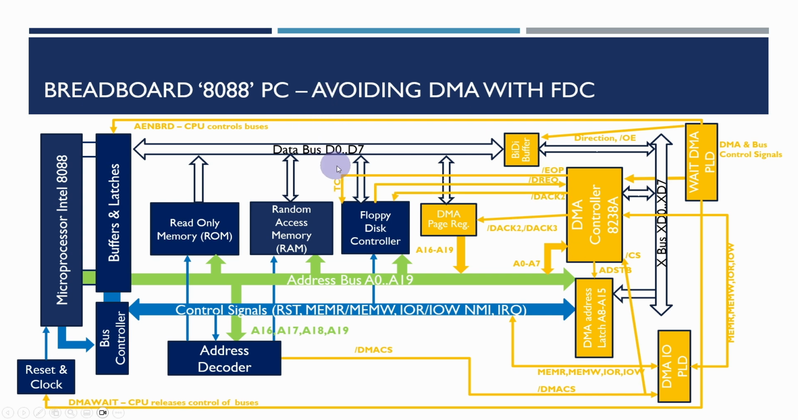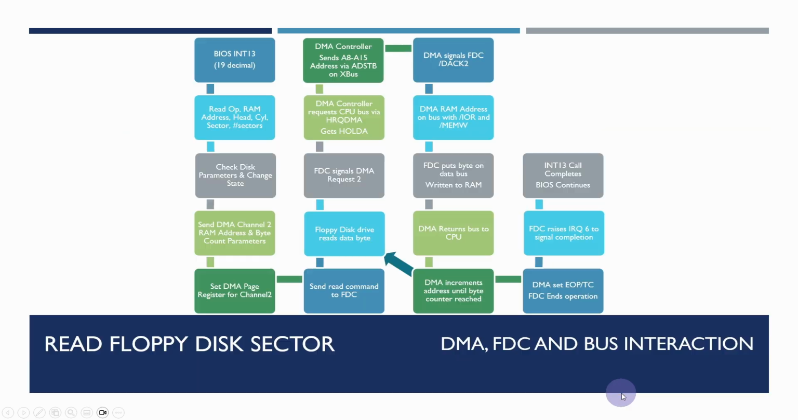The main thing about DMA is all this orange stuff is really complicated and difficult to get working and is largely unnecessary if we use programmed I/O, which means we use the CPU to read and write data to the floppy disk controller rather than offloading it to the DMA controller here.